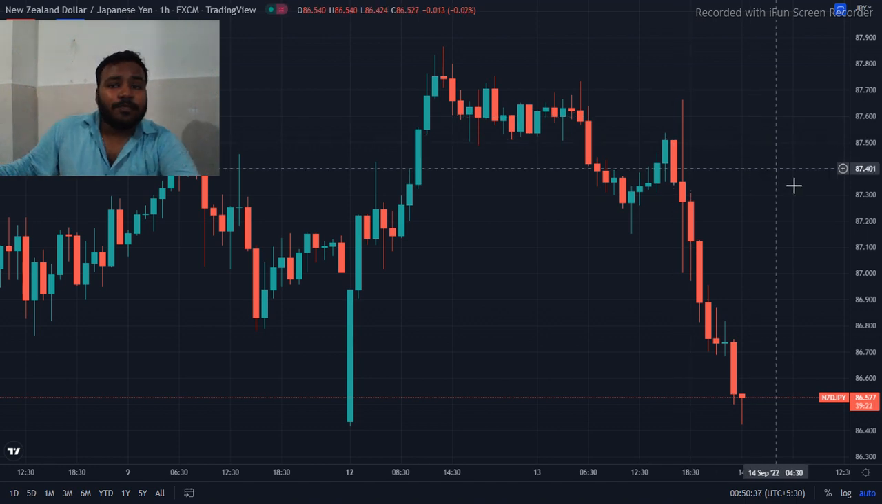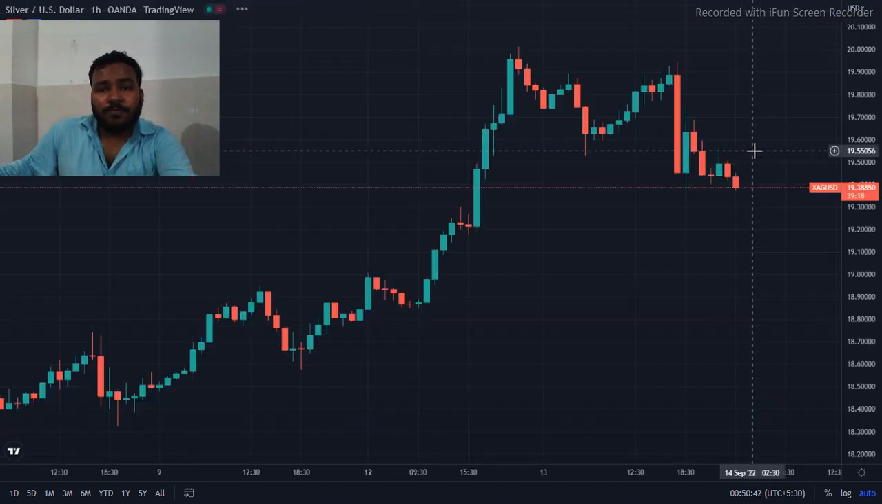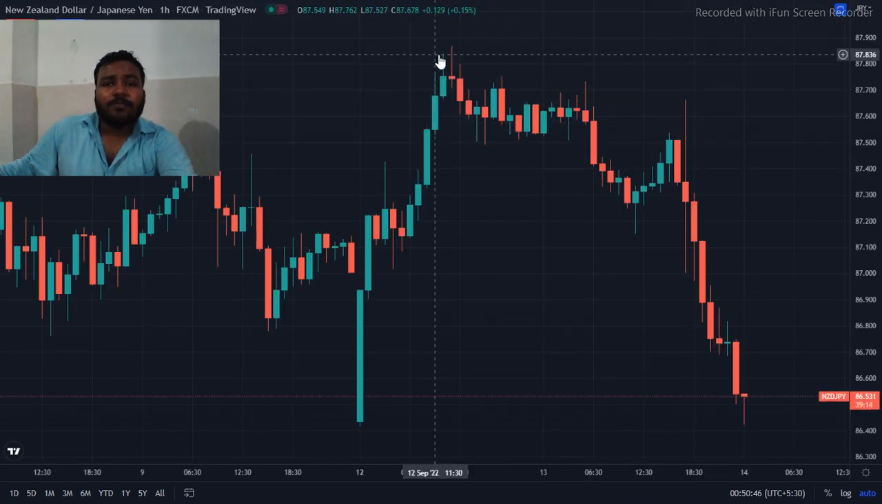See, NZD, here also triple top formation. See, that is why I say that the technical patterns do form in the forex market, but yes, the formation is not like that in the textbooks. We need to find them.